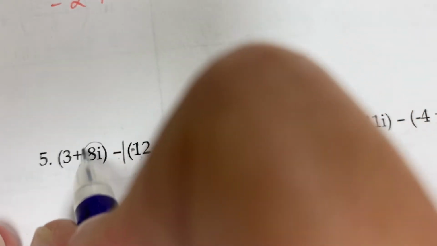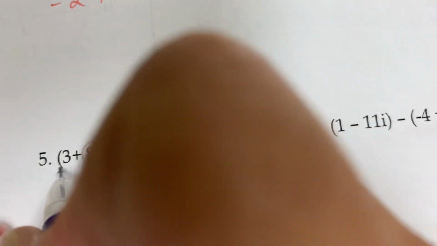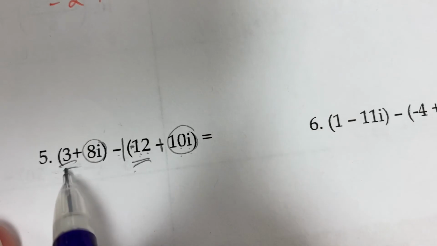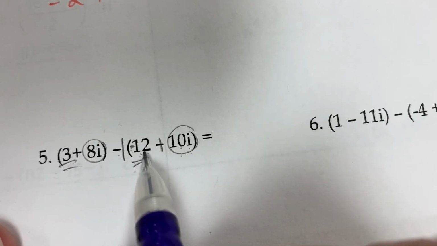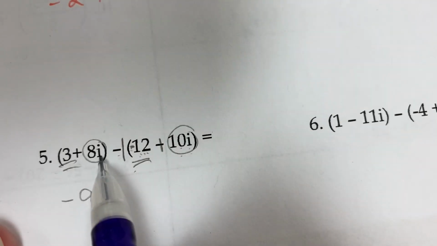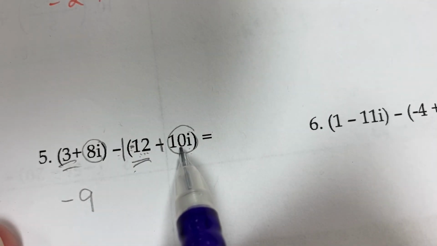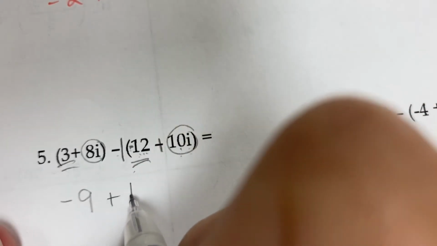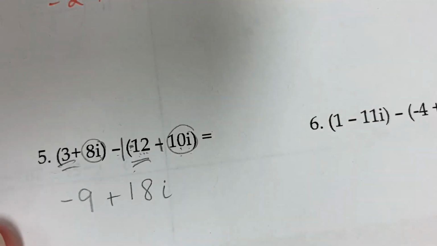Now I combine my like terms. 3 minus 12 is going to be -9. 8 plus 10 is going to be positive 18i. Okay?